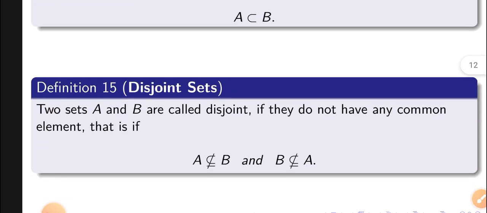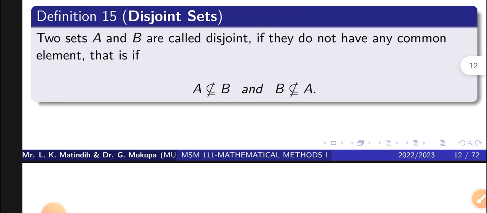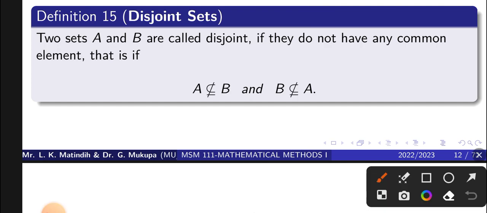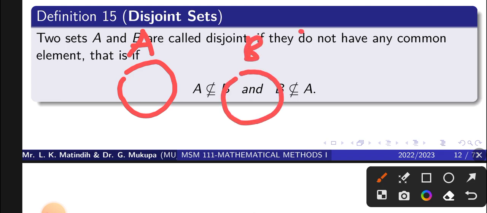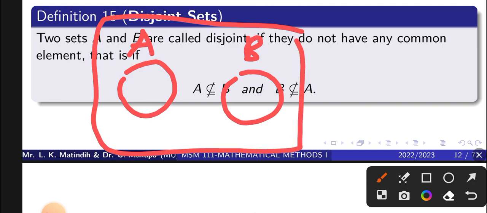Okay, so let's talk about disjoint sets. Two sets are called disjoint if they don't have any common element. That is, A is not a subset of B and B is not a subset of A. In other words, disjoint sets are sets that have no intersection. For example, in a Venn diagram, such sets are represented like this. This is set A, then this is set B. So these are disjoint sets because there is nothing common between them.